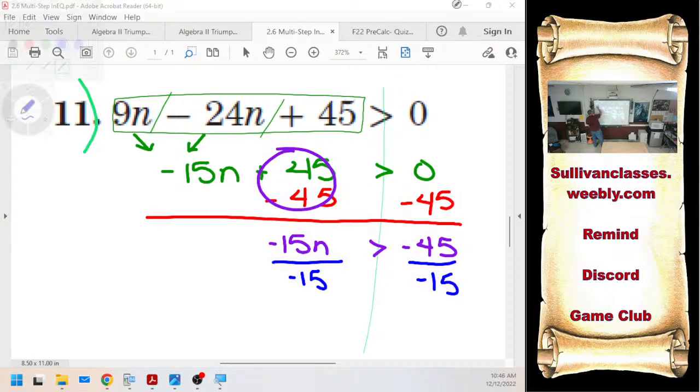So you need to divide them apart. Say negative over negative. Okay, we're going to get n.